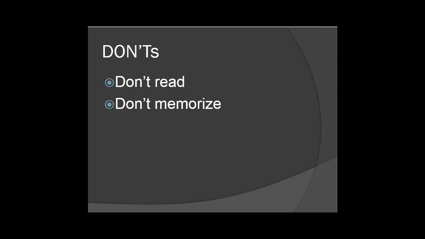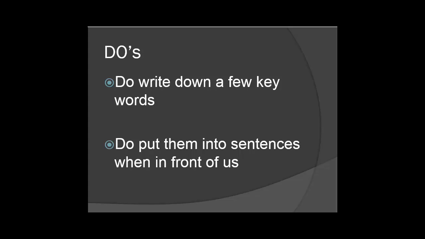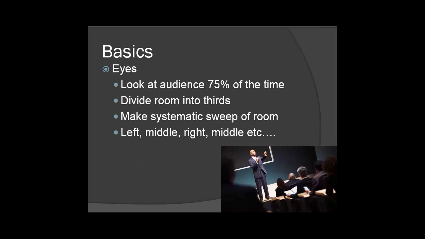But if they don't have any preconceived notion, just help them write down some key words so that they'll remember what their next point is, but they can put it into a sentence once they get in front of the people. Now that's a little threatening for some fourth graders, so I don't push that too far, but that's the ideal. So the do's, write down a few keywords, put those keywords into sentences when you're in front of us.